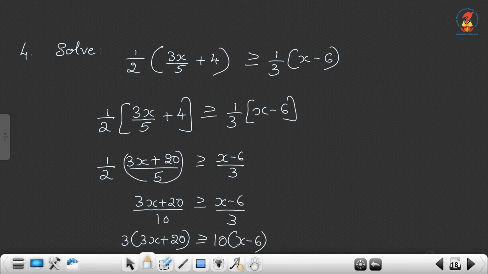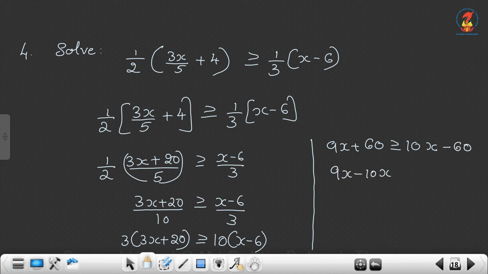Now open the bracket. 3 into 3x becomes 9x plus 60, greater than or equal to 10x minus 60, or 9x minus 10x greater than or equal to minus 60 minus 60. So this becomes minus x.